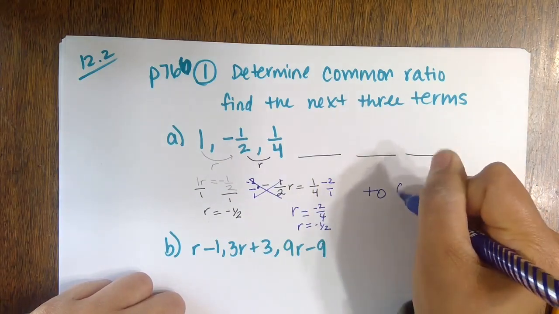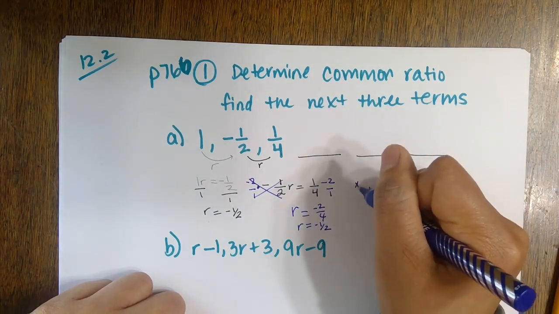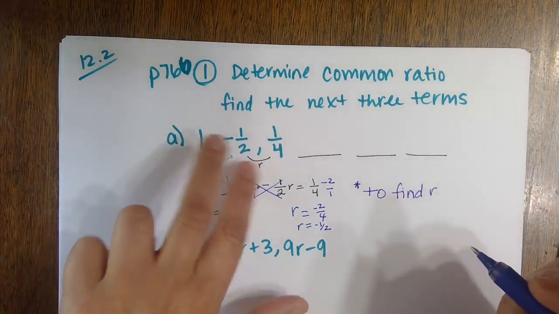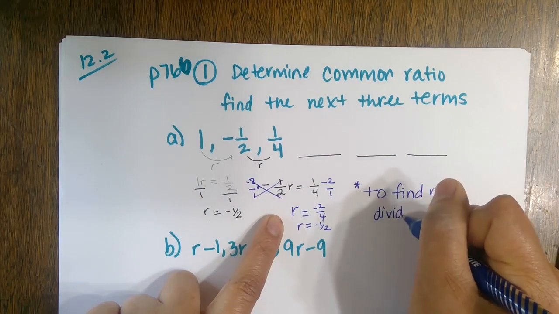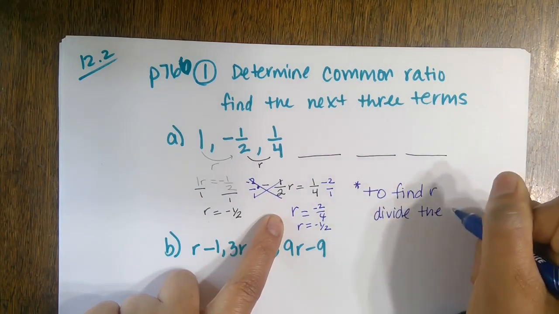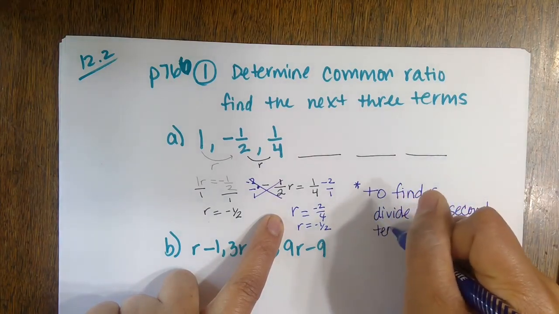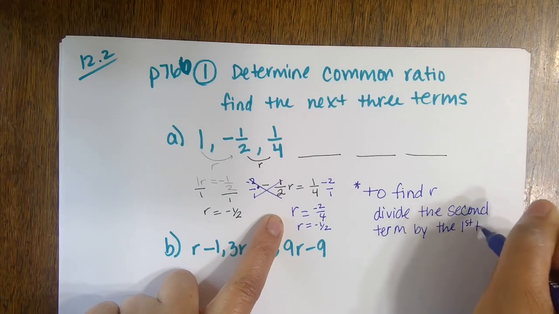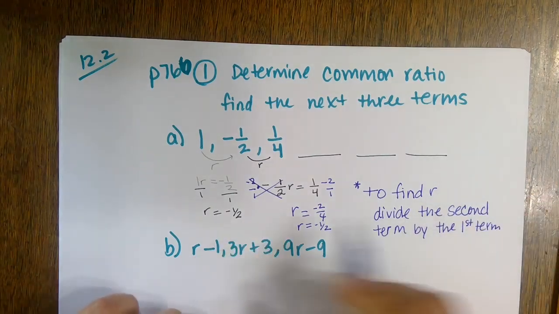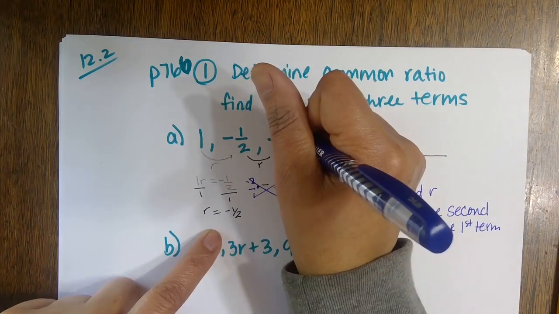Write this down. To find r, if you have 2 terms next to each other, you can divide the second term by the first term. That's, of course, if you don't see how the pattern's growing. If you see how the pattern's growing, then you don't need to do any of this. So we're just multiplying by -1/2.